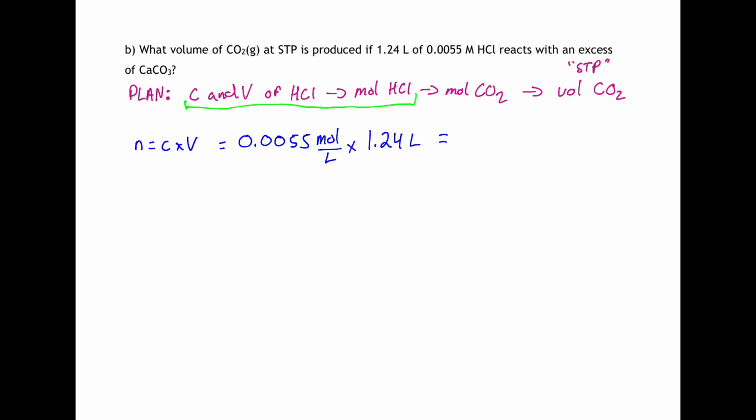It's a very, very small number, 0.00682, I believe. And that's going to give me moles of HCl. So that's going to give me the number of moles in this particular reaction. And now I will do my multiplication by my mole ratio to get my carbon dioxide stuff.